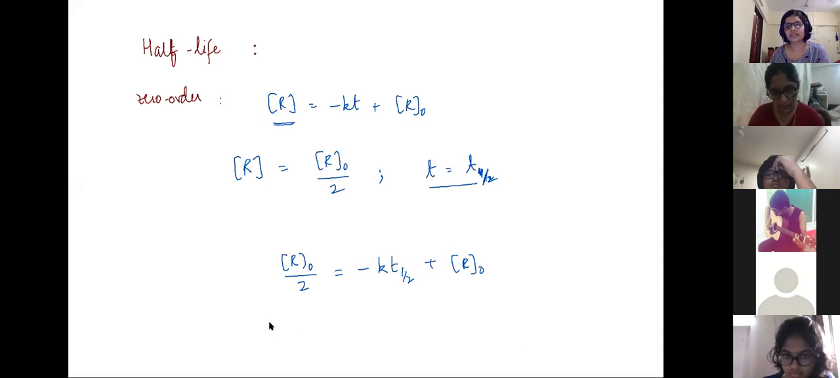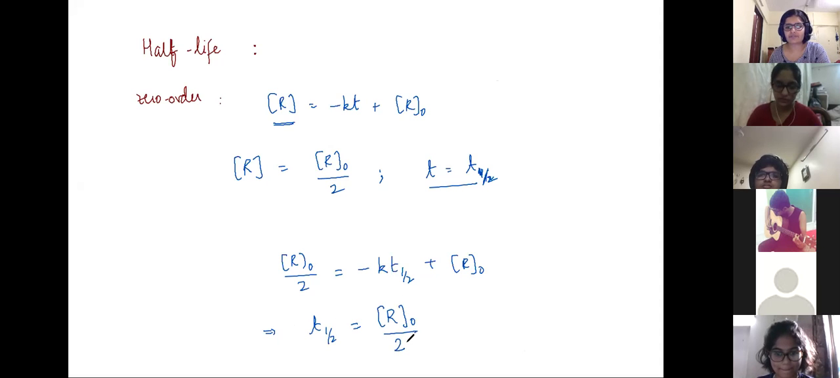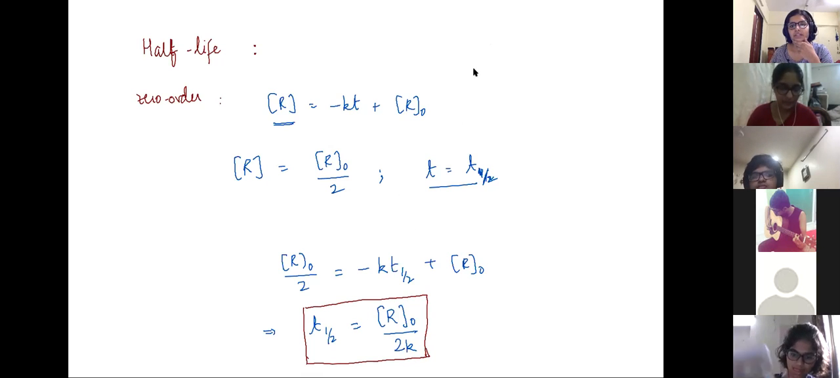On rearranging the equation, can you find out what t half is? It's going to be R naught minus R naught by 2, by K. If I take this to the other side, I get minus R naught by 2. Cancelling the minus signs, I get K t half equal to R naught by 2. And so t half will be R naught by 2K. If this is too fast, you can just do it step by step, but this is the equation you need to reach finally. So from this there are two observations.